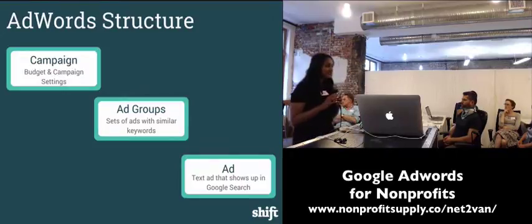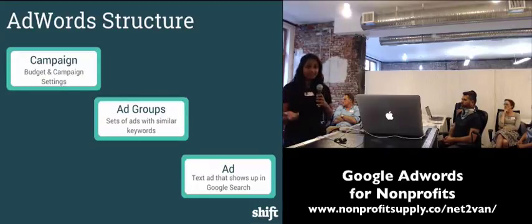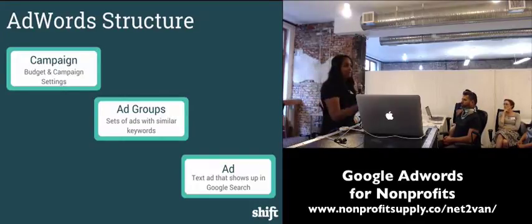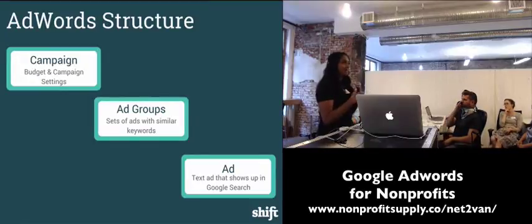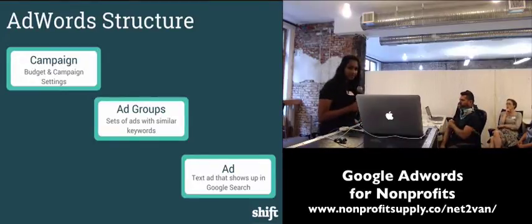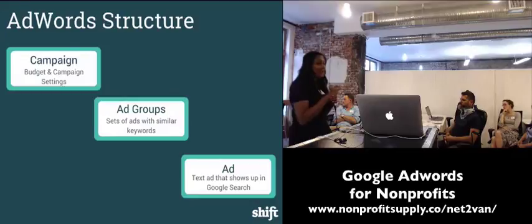So they went over the structure a little bit, but I'll dig into it a little more. You have your campaign, which is your overarching thing. Like we said, you can have multiple campaigns. So maybe you have an email campaign, a volunteer campaign, and I don't know, like a Christmas campaign. Within each campaign, you have your ad groups. These are sets of ads with similar keywords. And then within your ad groups, you have your ads.